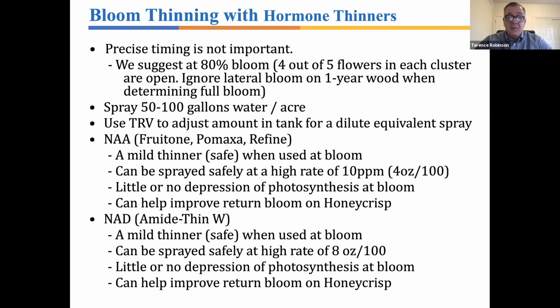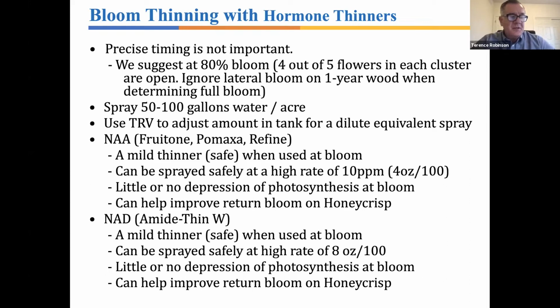In fact, sometimes we see very little thinning. They're very mild, even when you spray them at 10 parts per million for NAA, or 30 or 35 parts per million with NAD. So they can be sprayed safely at high rates. So if you're spraying half the water and you want 4 ounces per 100, but now you have to double it, you might have 8 ounces in the tank because of tree row volume, but it's still safe.